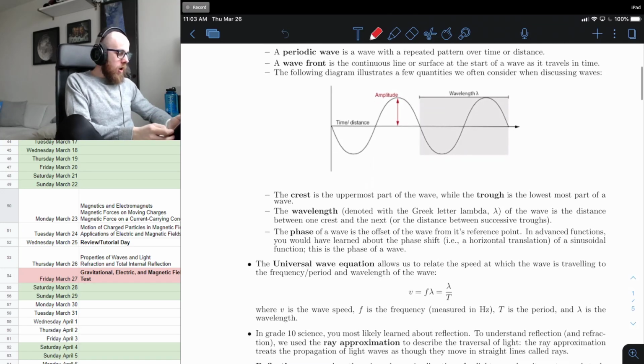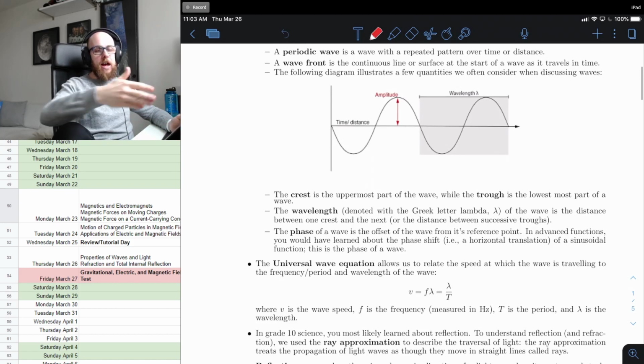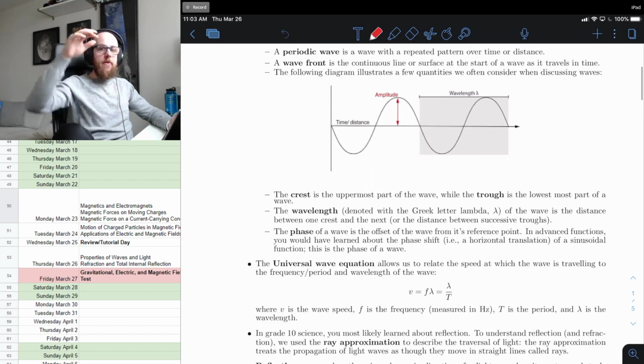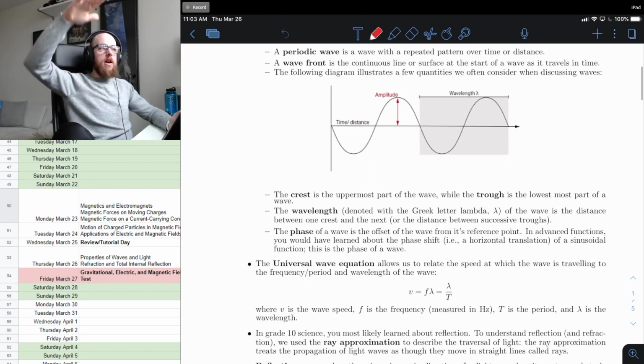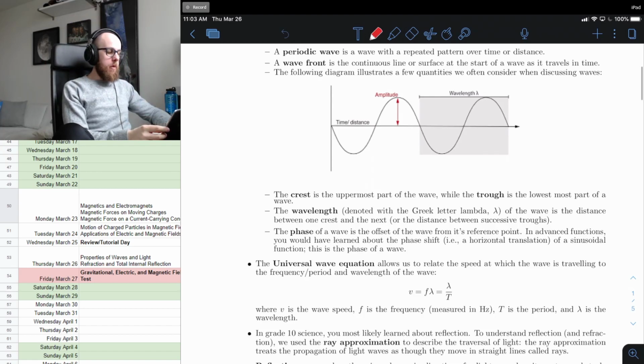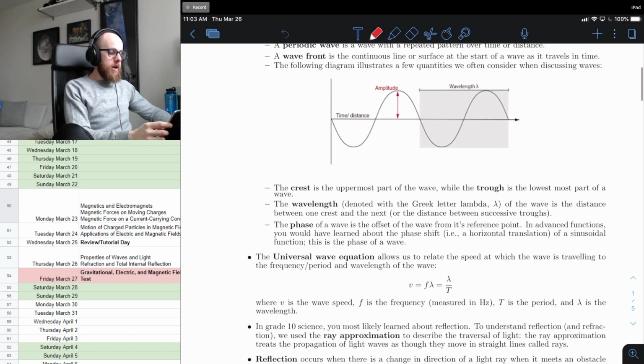Some more terminology here. A wavefront is the continuous line or surface at the start of a wave as it travels with time. The way I would visualize that is if you've ever been in one of those wave pools, when the big bar at the front starts oscillating up and down, the initial wave of water would be the wavefront. So it's the start of a wave as it begins to travel.